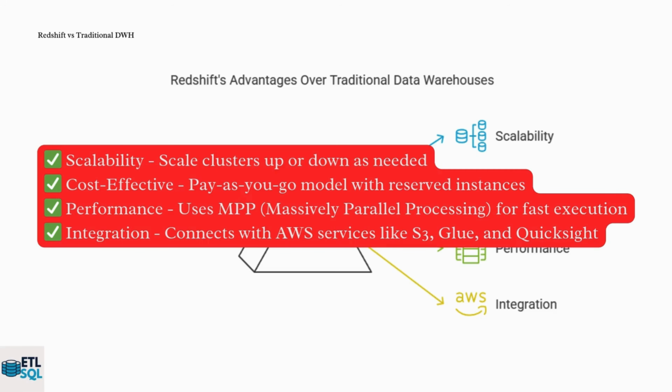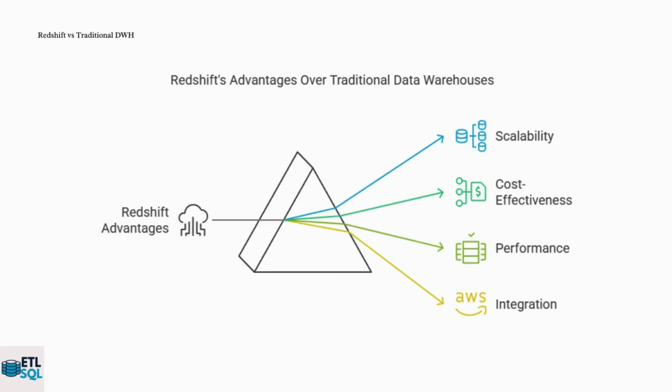Redshift is cost effective. It follows the pay-as-you-go model, and there is an option for reserved instances, which can save you up to 70% of the cost. Redshift is highly performant. It uses MPP architecture to support fast SQL queries, and integration with other AWS services like S3, AWS Glue, and QuickSight for reporting makes it a very good data warehouse choice.